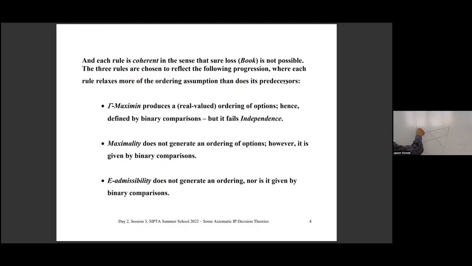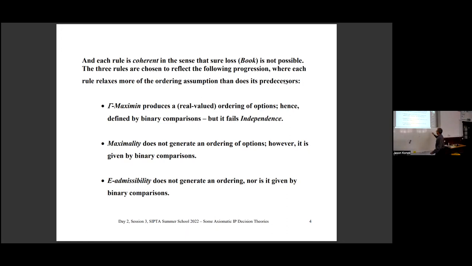You'll see that B and C in a pairwise choice are both maximal because neither dominates the other. A and C in a pairwise choice are both maximal because neither dominates the other. But in a pairwise choice between A and B, only B is maximal. So it's not transitive. The admissibility is not transitive, so the preference, though it's given by a binary, is not given by an ordering.